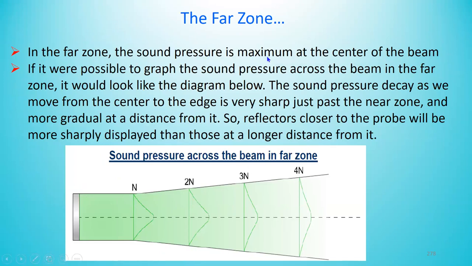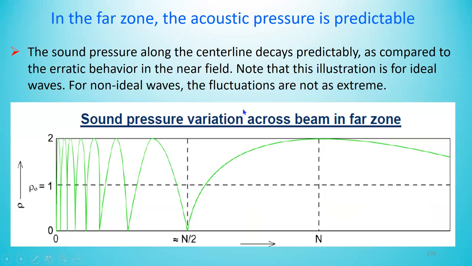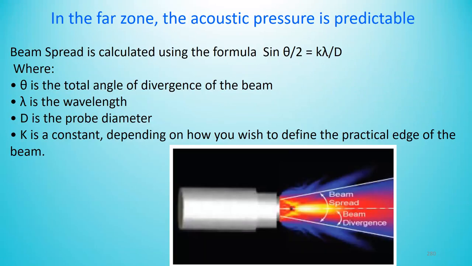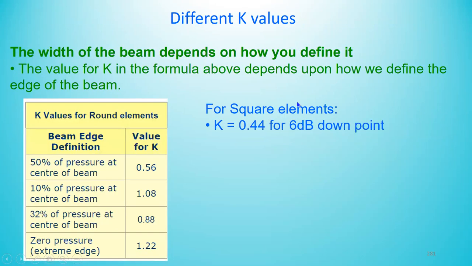In the far zone, sound pressure is maximum at the center of the beam. Beam spread, or beam divergence, is calculated using the formula sin(theta/2) = K lambda/D. So that is the total beam spread.